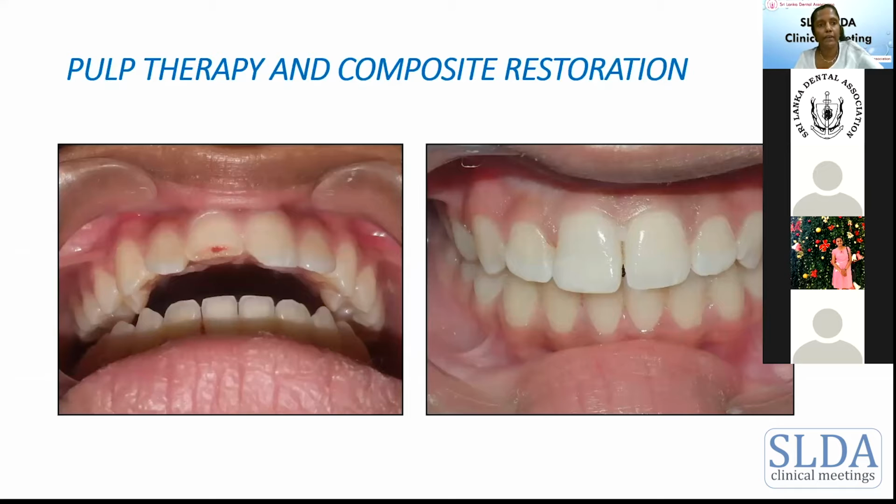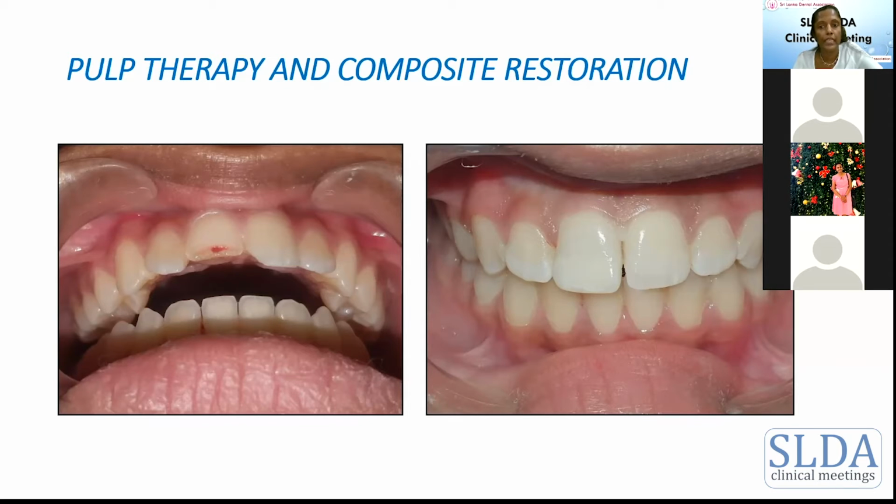This is another one, pulp therapy and composite restoration. This patient also has undergone an injury of the upper right central incisor, with exposed pulp. Vital pulp treatment, possibly pulpotomy, has been done, and a composite restoration has been done. If you use light-cured GIC, then on the same day you can do the composite restoration as well. So these 2 patients' photographs indicate the importance of providing a good seal after pulp therapy procedures.